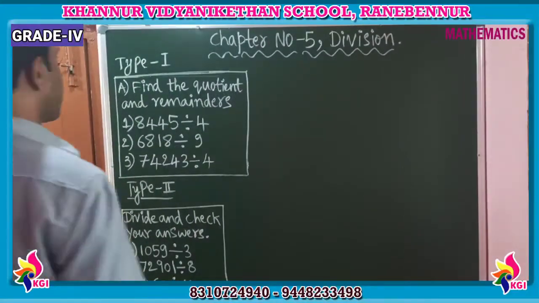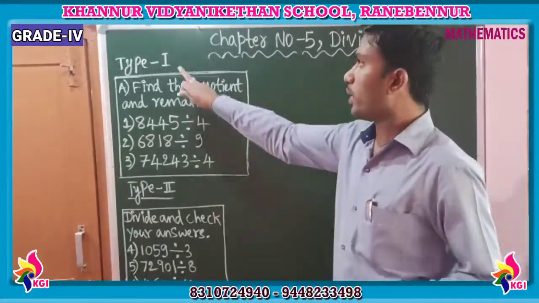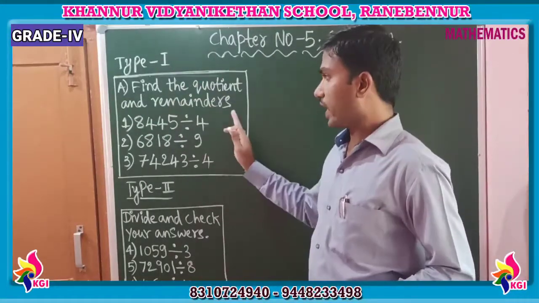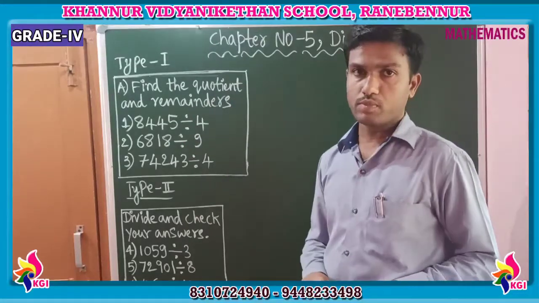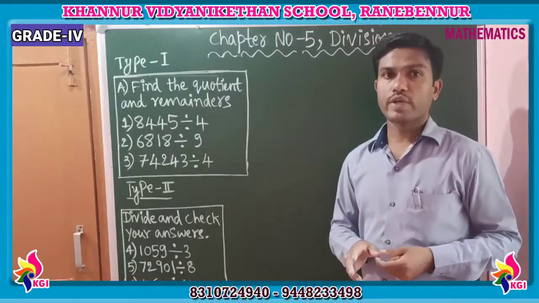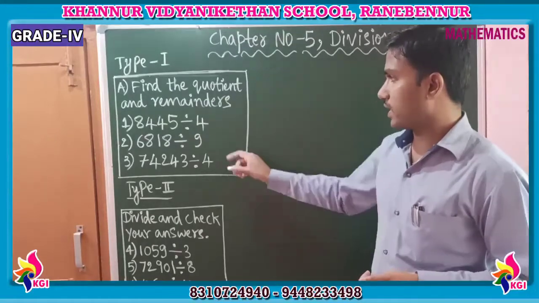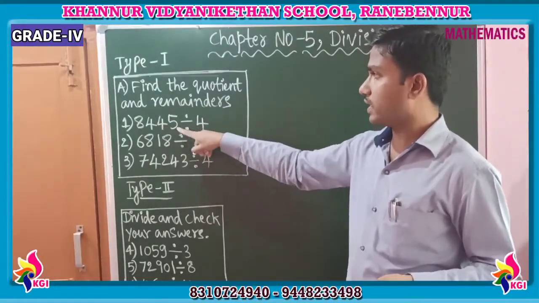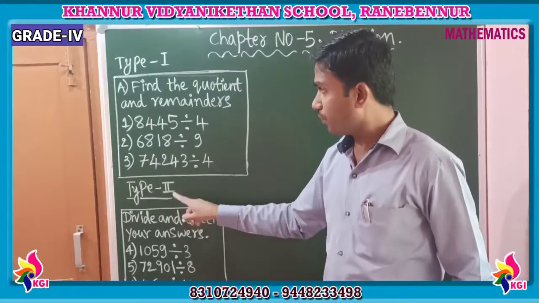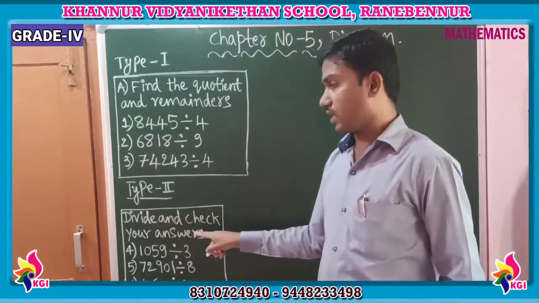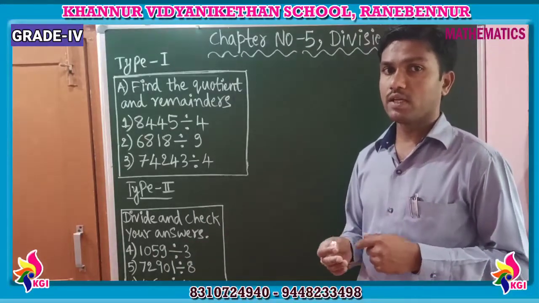Okay children, this is your chapter number 5, division. I have written here type 1. In type 1 questions we can study the exercise 5.1 and 5.2 sums. With the help of these examples we can learn how to divide numbers by one digit numbers and two digit numbers, such as a 4 digit number divided by a one digit number. In type 2, it is divide and check your answer: how to divide the numbers, and after dividing how to check the answer, I will tell you later.